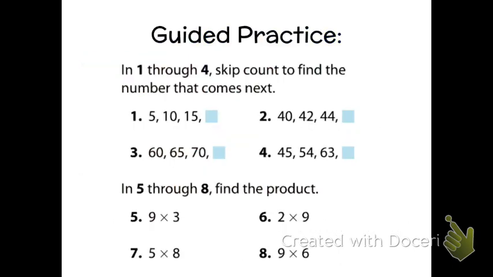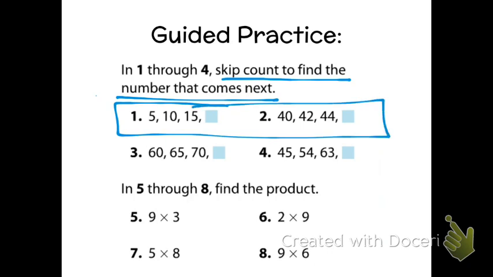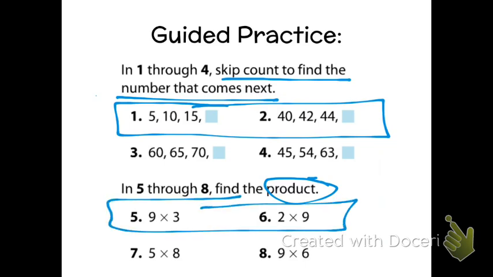Today, for your guided practice problems, I would like for you to skip count to find the number that comes next in 1 and 2 in your notes. And for 5 through 8, you are to find the product. I only need you to complete number 5 and number 6. Again, in your notes, please include the first part of the questions for 1 and 2. So include 5, 10, 15, and then the blank that comes next. And same thing for number 2. On 5 and 6, I would also like to see the multiplication problem that you are writing the product for. Be sure to have your answers ready in your notes.